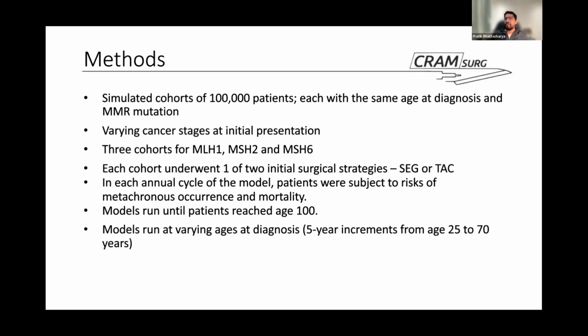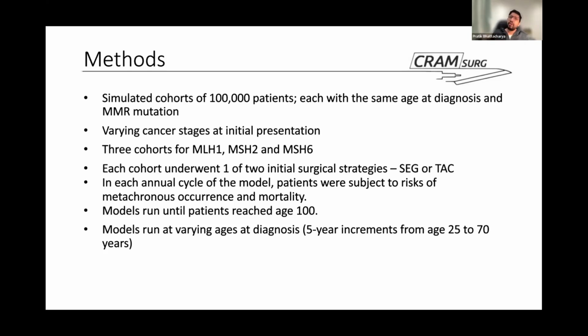So if you take an example for the MLH1 gene with a newly diagnosed colorectal cancer, there are 100,000 patients of various cancer stages at initial presentation. One set of 100,000 patients for this MLH1 gene had segmental colectomy. Another set of 100,000 patients had total abdominal colectomy. And these 2 groups of patients had a simulated life cycle up to 100 years of age, where they would have either metachronous occurrence or mortality, and the outcomes of interest were calculated from that.